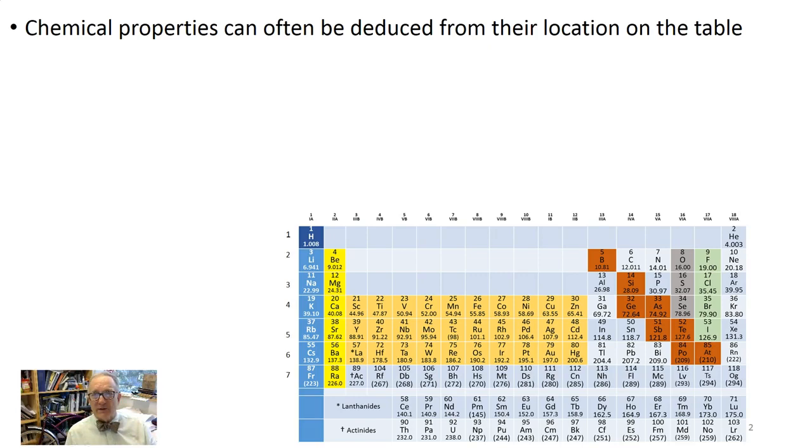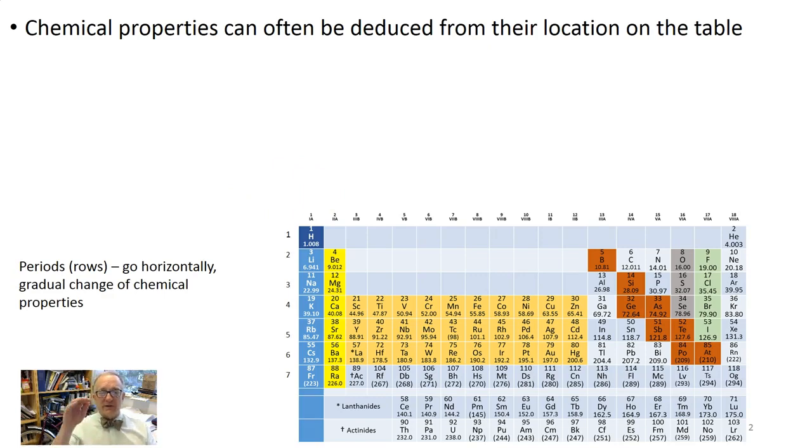The different chemical properties of the elements can be deduced from their location on the table. And we'll see later on how the electronic configurations and all sorts of things can be figured out from the location on the table. But it's called the periodic table because the periods, those rows which go horizontally, see a gradual change, or a periodic change, of the chemical properties as you go from left to right across the table.